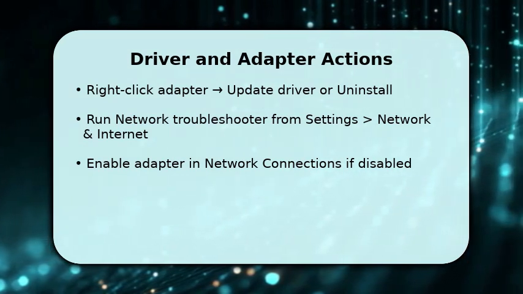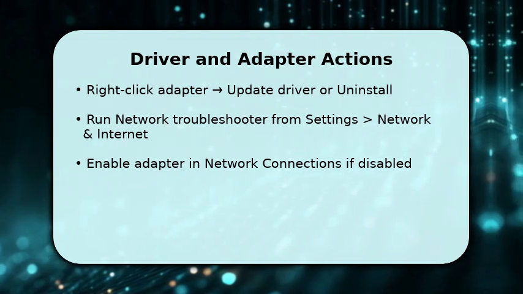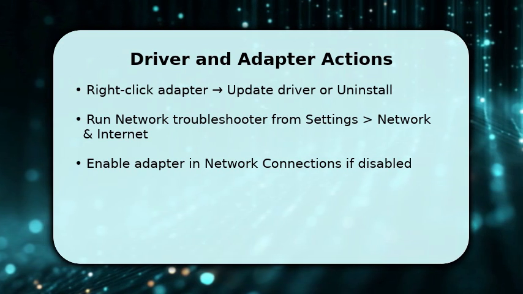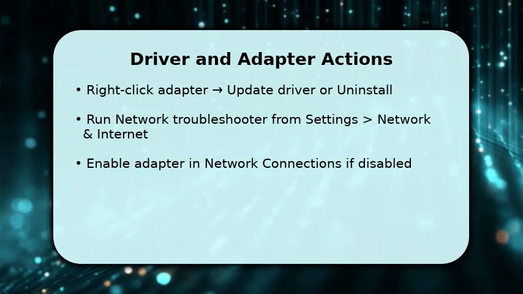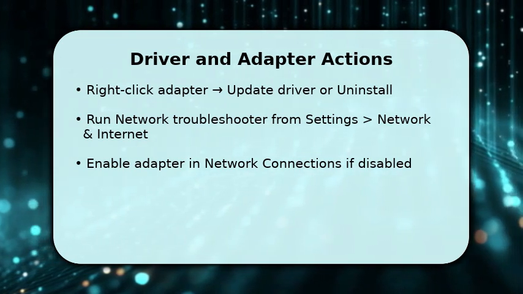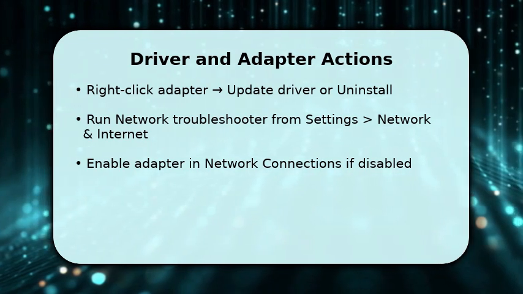If the adapter is visible but problematic, right-click and choose Update Driver, let Windows search automatically, or pick a downloaded driver from the manufacturer. If updates fail, uninstall the adapter and reboot so Windows reinstalls it. Also open Network Connections and enable the Wi-Fi adapter if disabled.